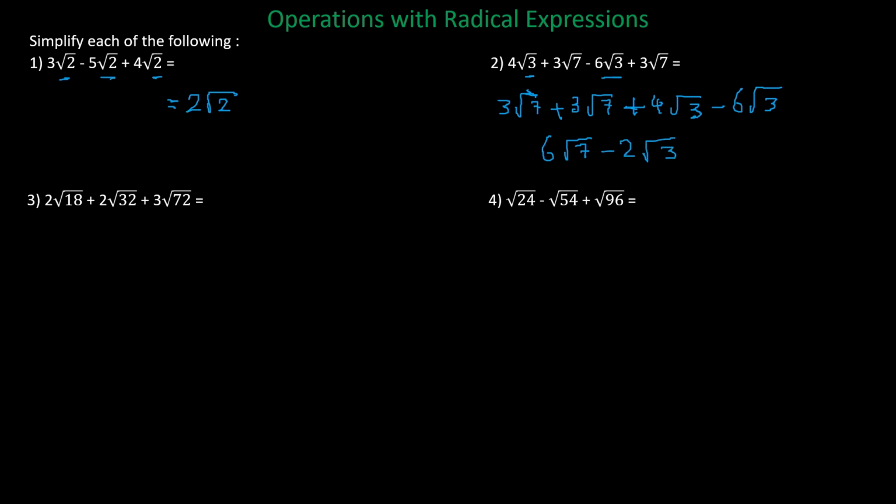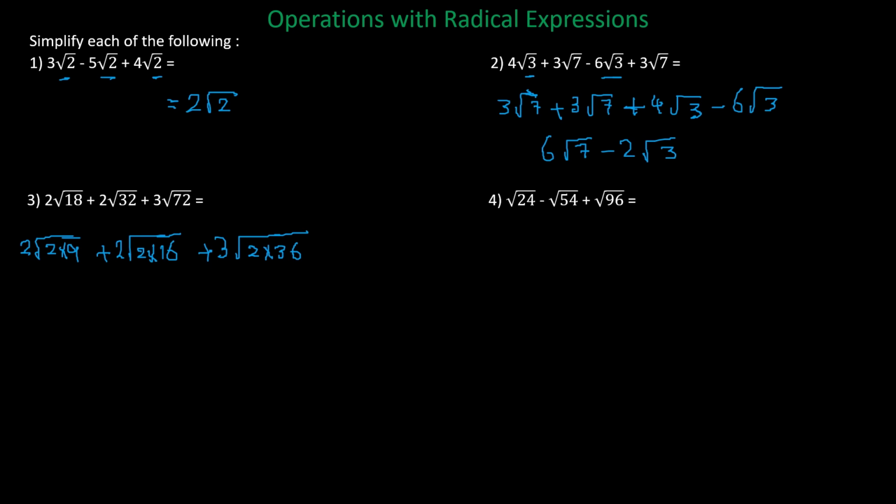In example number 3, we have 2 square root of 18 plus 2 square root of 32 plus 3 square root of 72. In this case, we have to try to find the simplest form of each root. So let's do 18 equals 2 times 9, or you can take the prime factorization as we did before, but this is the easiest way. 2 times 9, where we can easily find the square root of 9 is 3. Plus 2 square root of 32, 32 will be 2 times 16, plus 3 square root of 72. 72 will be 2 times 36.